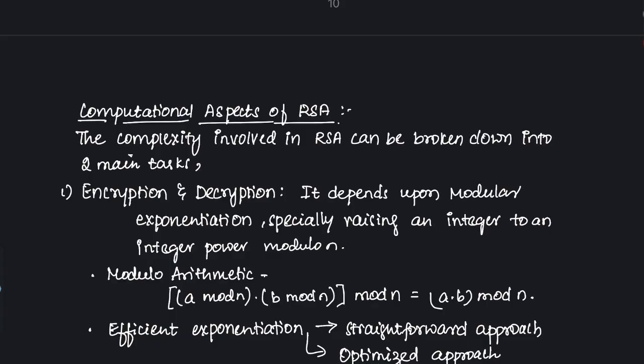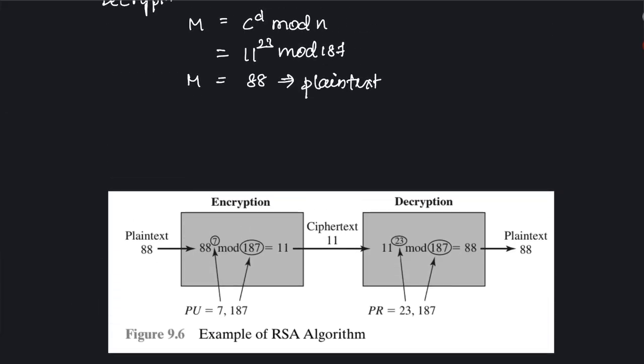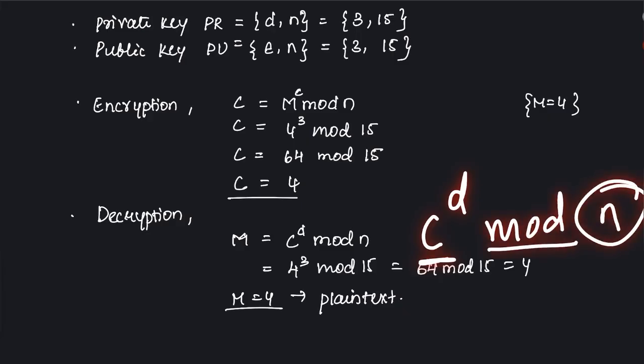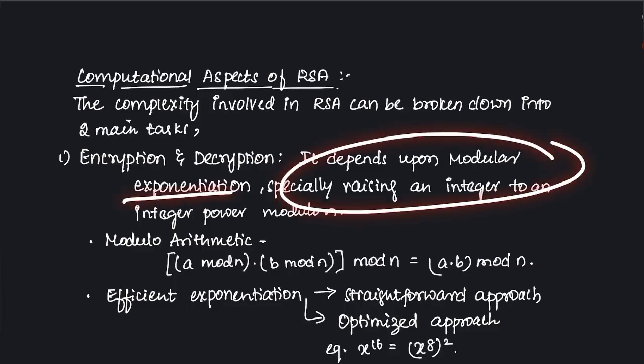So the complexity involved in RSA can be broken down into two main tasks. First, we'll look into encryption and decryption. Encryption and decryption of RSA algorithm will depend upon the modular exponential operation, especially raising an integer to an integer power modulo n. Firstly we have taken the plain text to the power of an integer, the public key, and here also we have taken the ciphertext to the power of an integer and then performing mod again with an integer. So this integer is p into q, right? So the entire complexity or computation depends on this particular modular exponential operation.